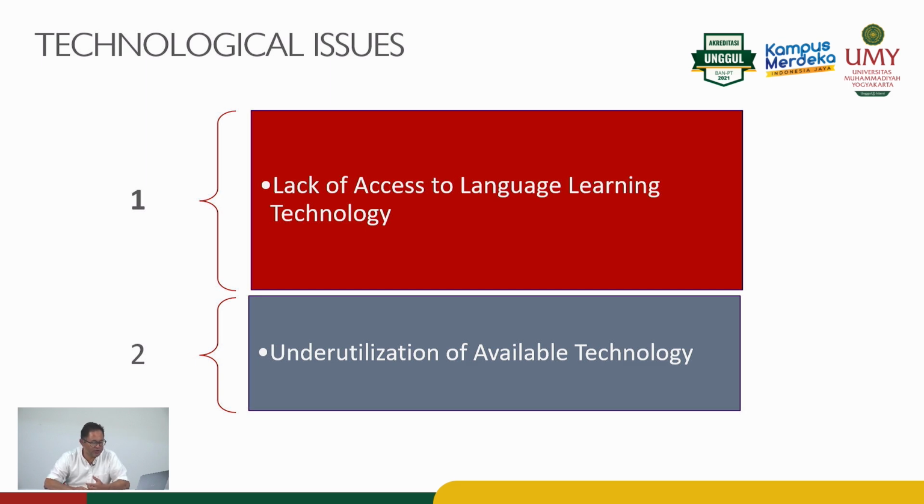Then there are also technological issues. Students who lack access to language learning technology will be hampered. And then underutilization of available technology. There is much technology. We have, let's say, VR, virtual reality, and so on. Maybe you also have the metaverse, a facility to meet, but if it is never used for practicing, I think this will not be useful. So with these technology issues, you have to be able to choose better and useful technology and have it utilized by the users.